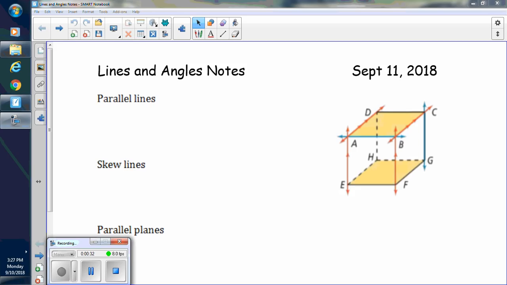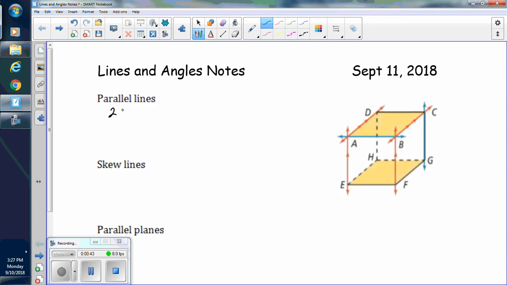Well, let's start out with some fairly familiar terms here. First off, parallel lines are two lines in the same plane that do not intersect, do not meet.